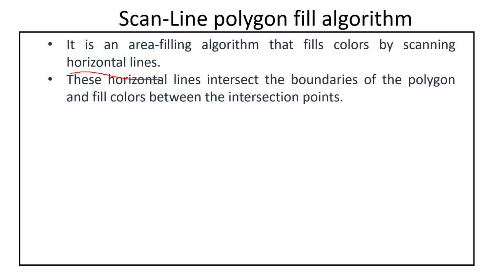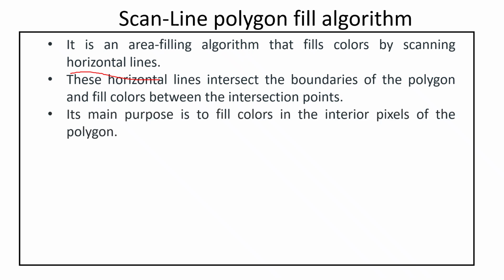While drawing the lines, they might intersect the boundaries of the polygon. So we will find the intersection points and fill the colors. Its main purpose is to fill the colors in the interior pixels of the polygon. We are not going to fill the outside of the polygon, only the interior pixels of the polygon will be identified. They will be filled.